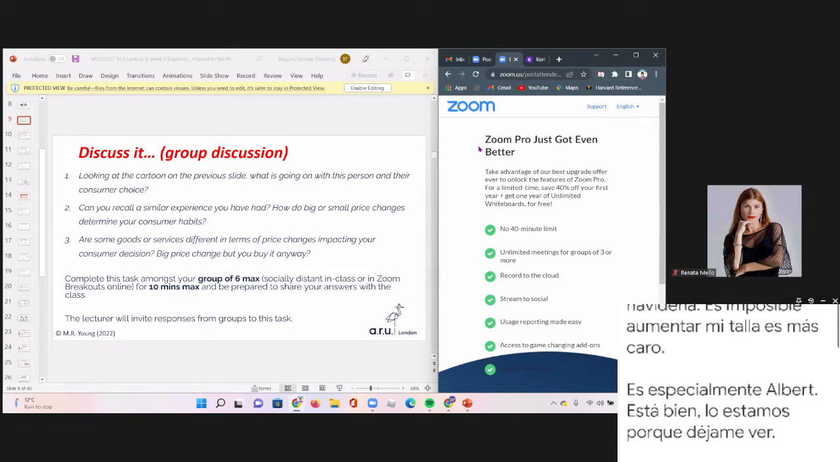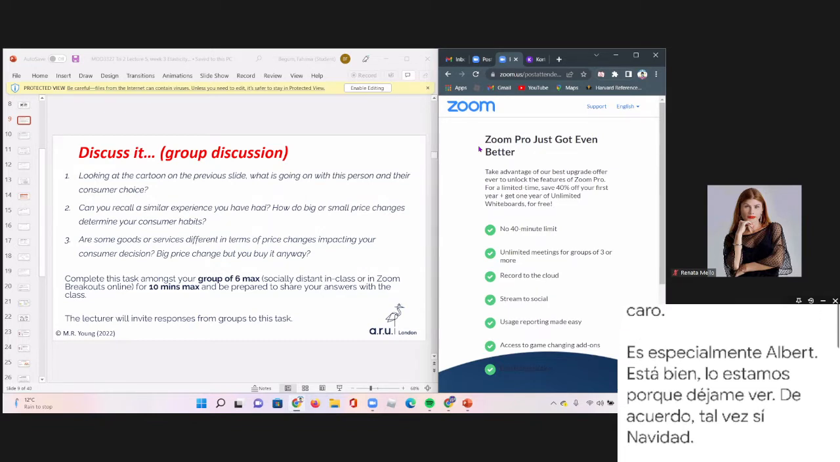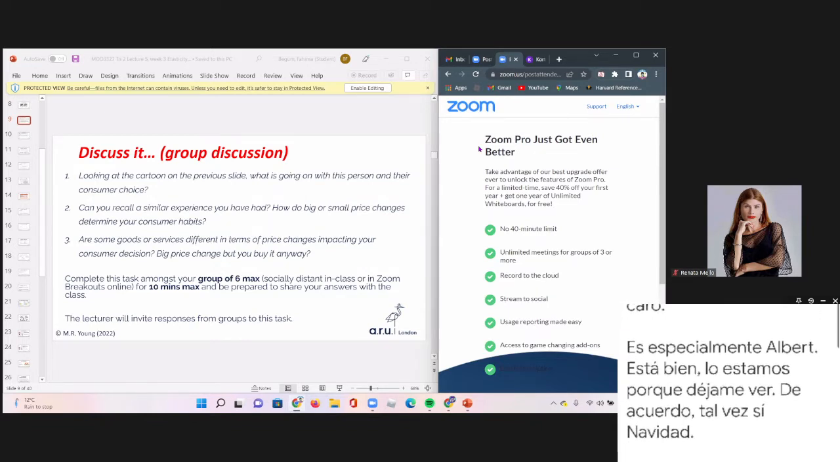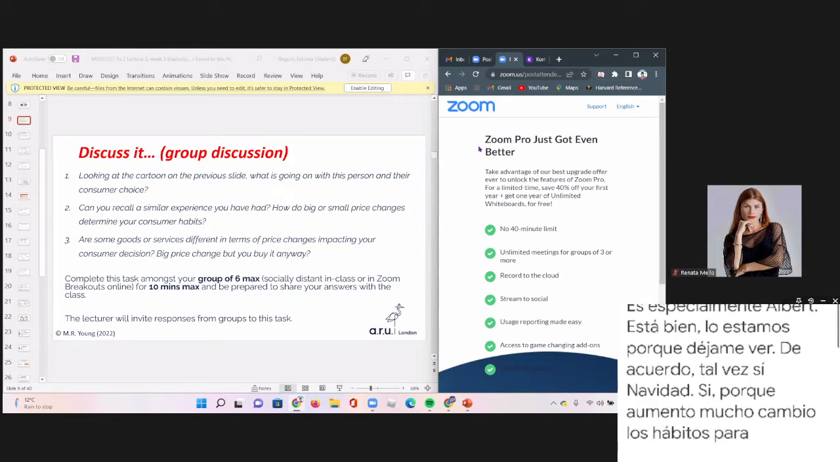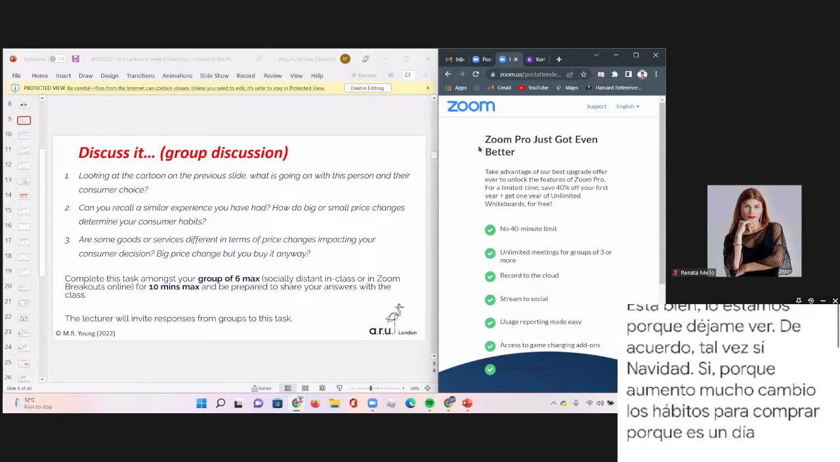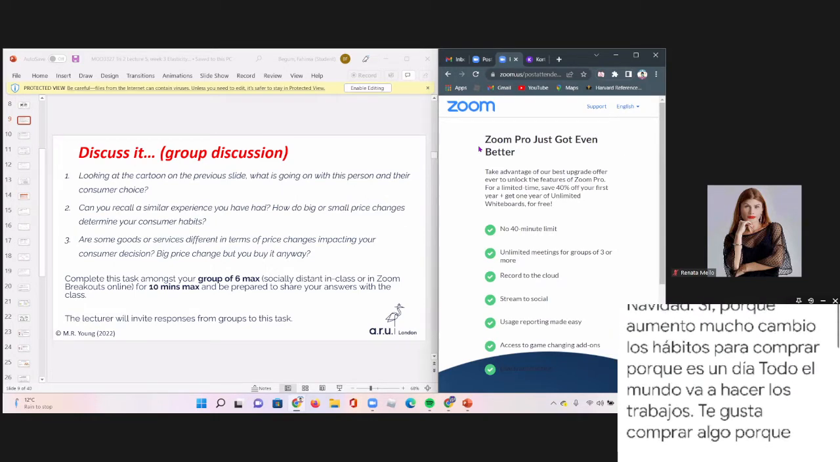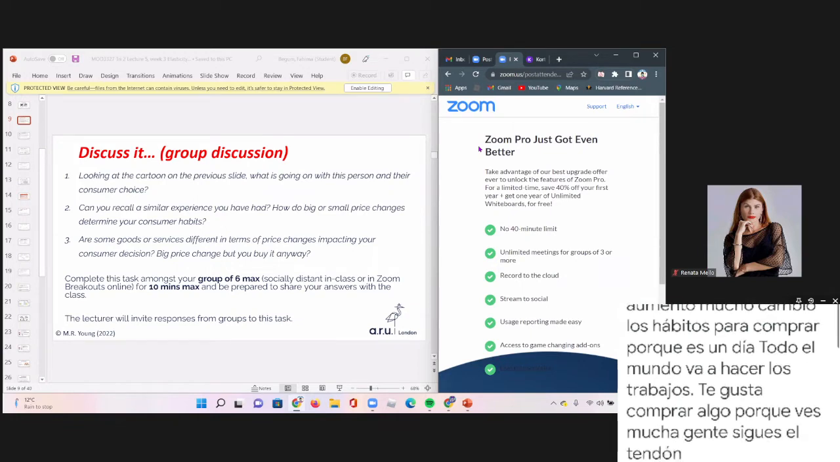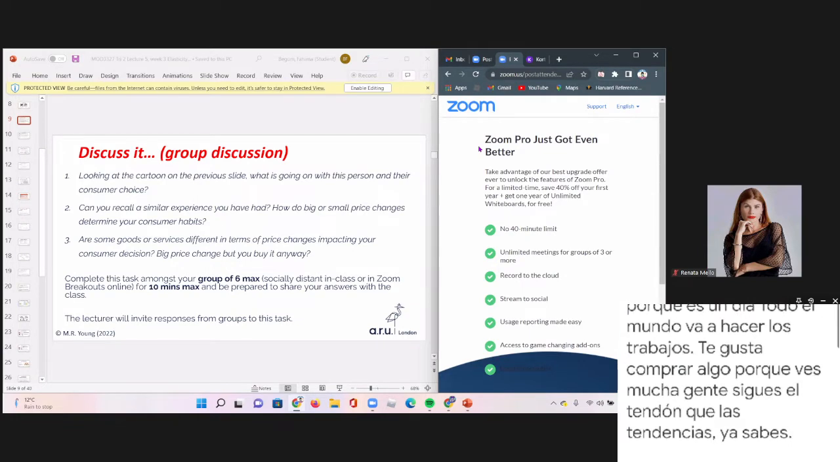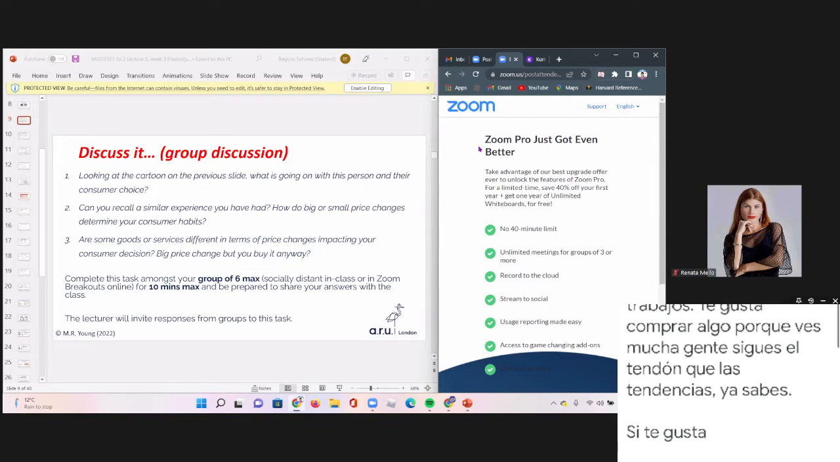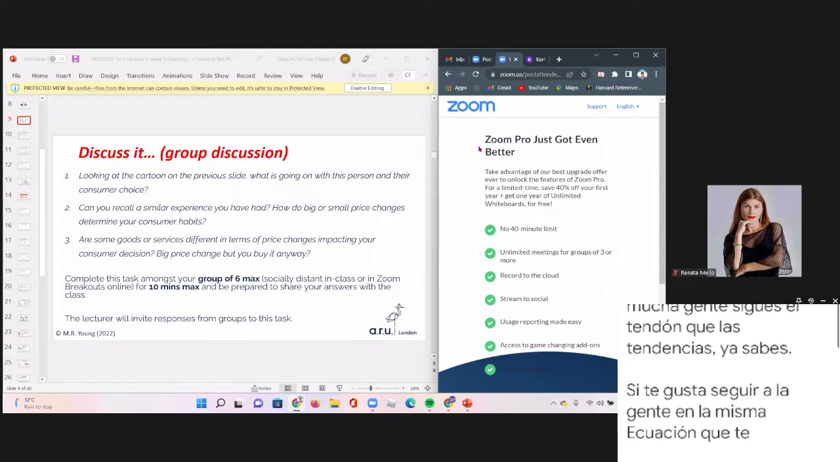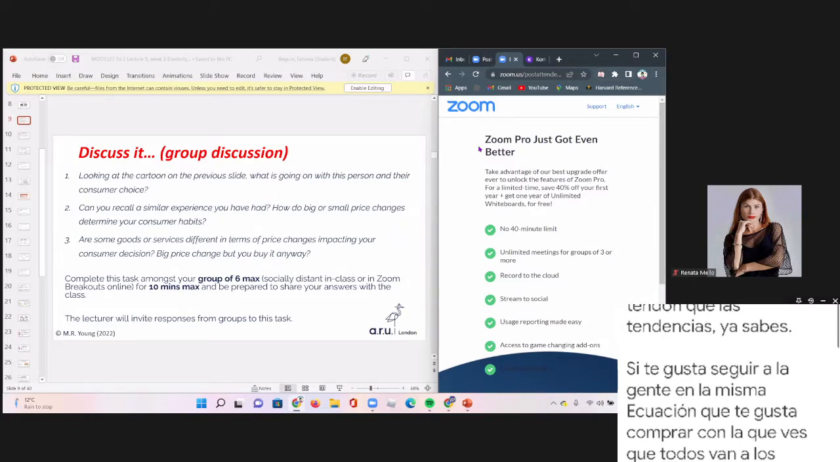Okay, maybe Christmas. Yes, because at Christmas I change my buying habits because it's a special day. Everybody's going to the shops. You like to buy something because you see many people. You follow the trend, you know. You like to follow people in the same situation. You see everybody go to the market or something like that, and you like to do the same.